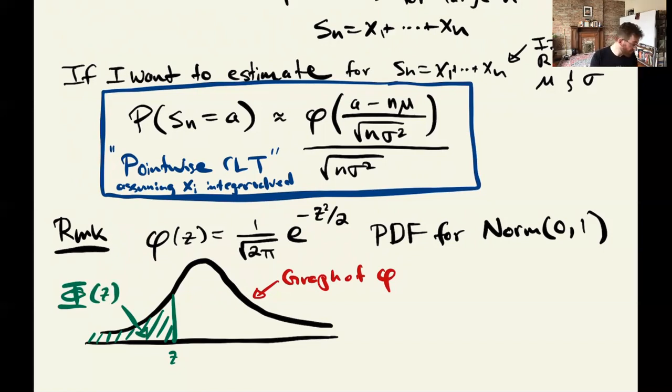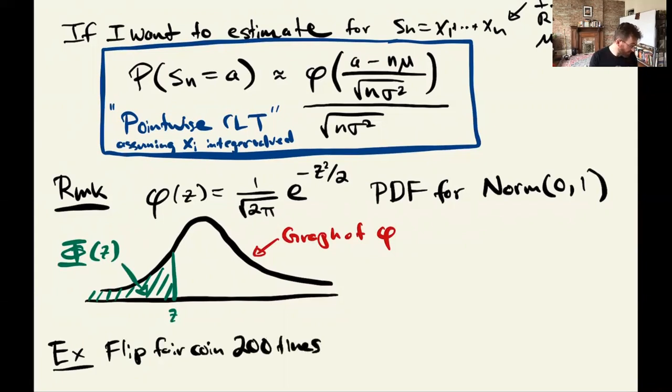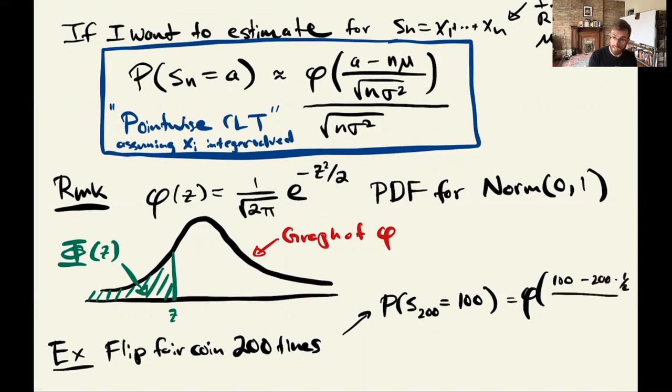All right, so today, let me just show you a quick application of this. Imagine I flip a coin. Suppose I want to know the probability I get exactly 100 heads. So if I want the probability that S200 equals 100, this is the same thing as phi of (100 minus a half times 200, which ends up just being 100), so the numerator here is 0.